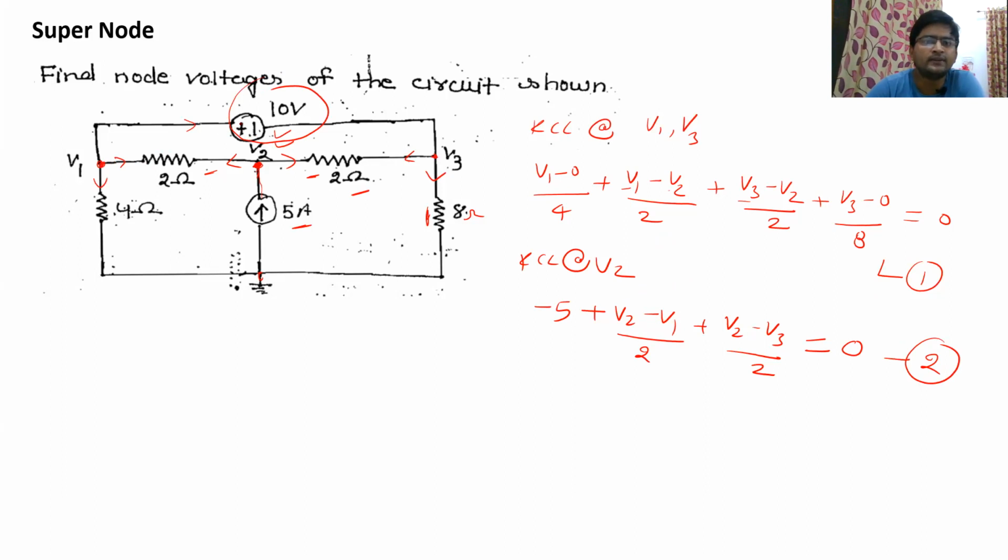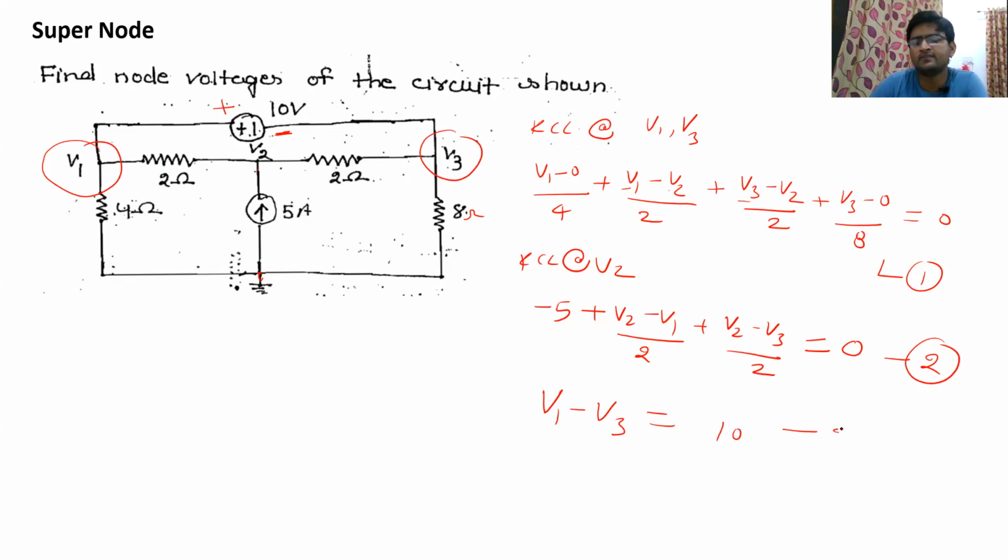Let me clear the clutter first so that it will be clear for you. You see that the positive direction of this 10 volt is here and negative direction is here. So definitely the difference between V1 and V3 will be equal to 10 volt. So our third equation will be V1 minus V3 is equal to 10 volt, and this will give our third equation.